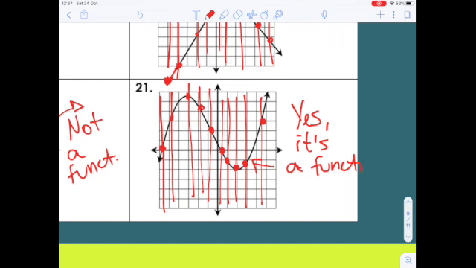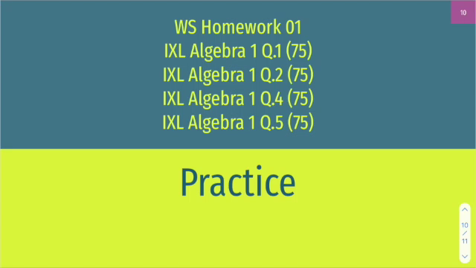Okay? And now I think you guys can get started to work on these last two IXLs, IXL Algebra 1 Q.4 and Q.5, and you can do the entire Homework 1 worksheet.